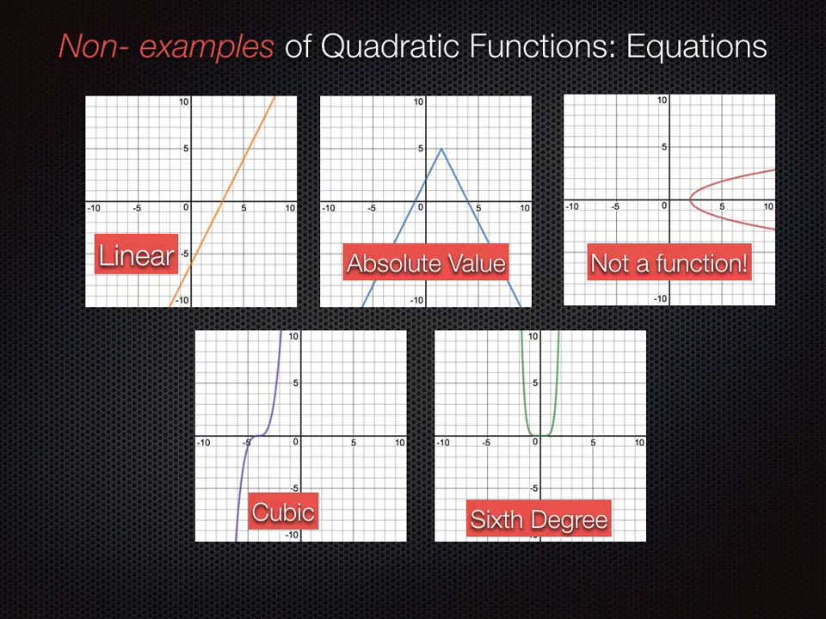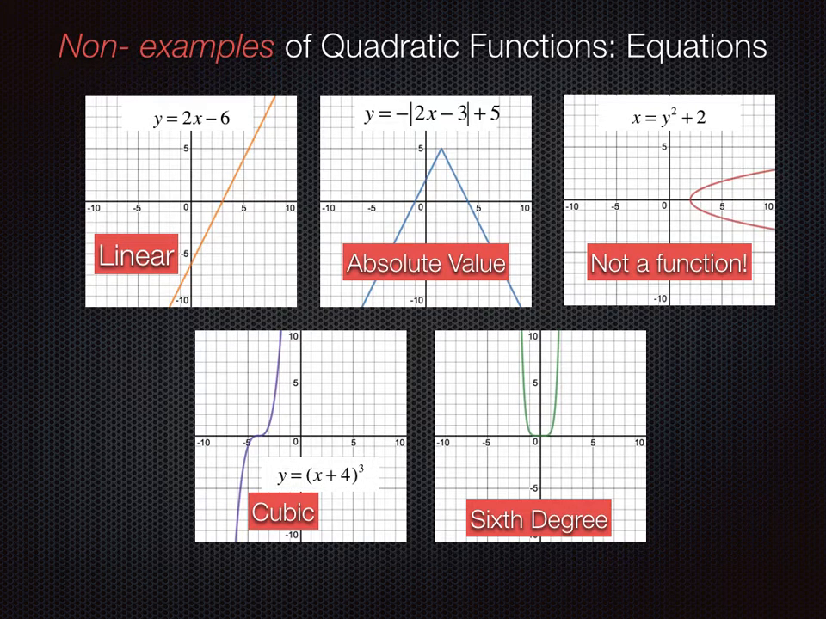So now we'll look at the equation form of these graphs. This linear function, the equation form will be y equals mx plus b. The absolute value function will have these absolute value bars. This graph on the right that's not a function, the equation form is x equals y squared plus 2. The cubic function is y equals (x plus 4) to the 3rd power. That's why it's called a cubic. And the 6th degree function is going to be raised to the 6th power. So y equals, in this case, 1/3 x to the 6th power.